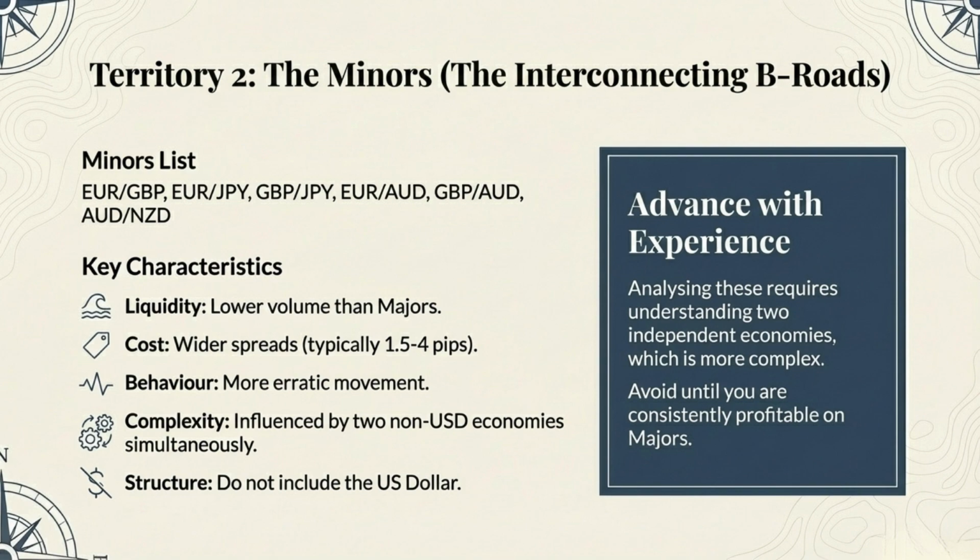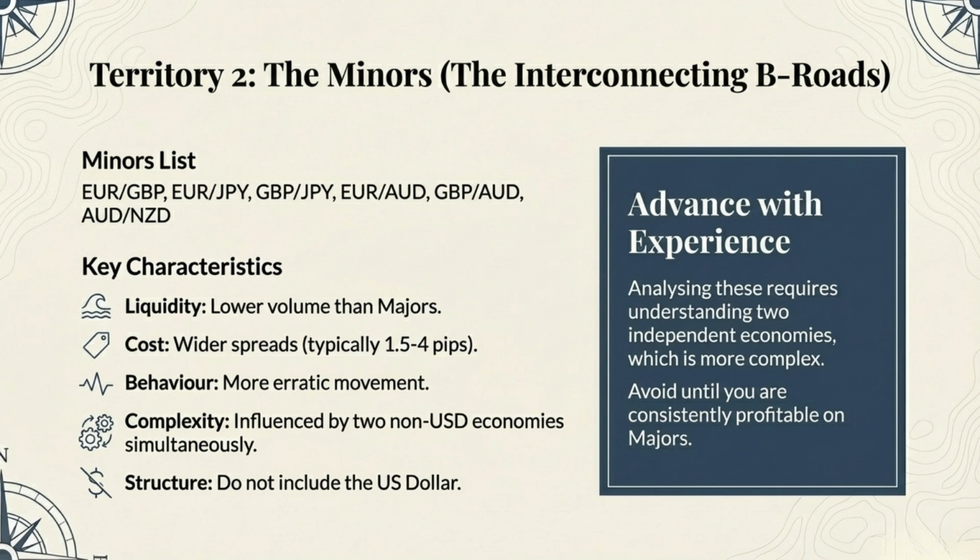And the characteristics immediately reflect that dip in liquidity. Since the world's reserve currency isn't involved, the trading volume is significantly smaller. And lower volume means more friction, higher costs. Exactly. You see wider spreads, typically somewhere between 1.5 and 4 pips. That's already 3 or 4 times the entry cost of a tight major spread. And the movement itself can be more erratic. They can whipsaw a lot more, where the price just jumps back and forth without a clear trend, simply because the institutional volume is thinner.